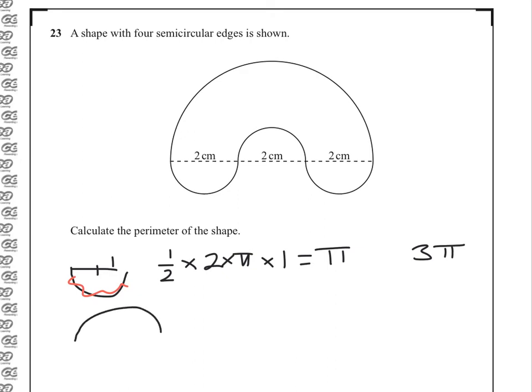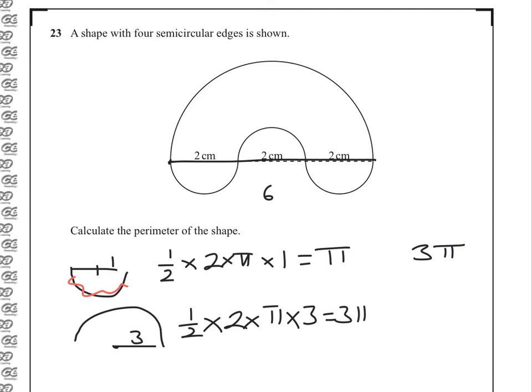The outer circle, the distance the whole way across is 6, which means its radius will be 3, so the curve will be a half times 2 times pi times r, which is 3 pi. So in total we have 3 pi plus 3 pi, which is 6 pi, which gives us 18.9.